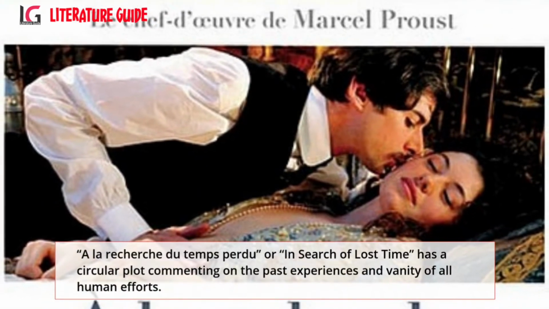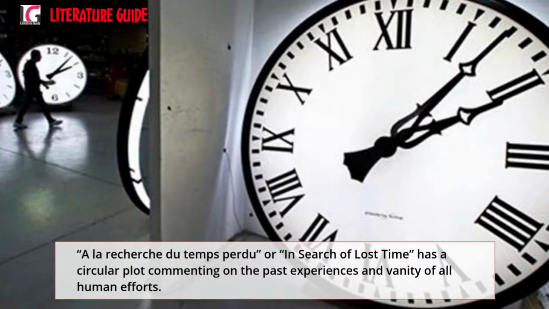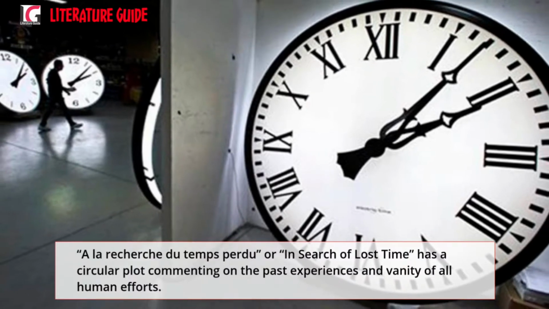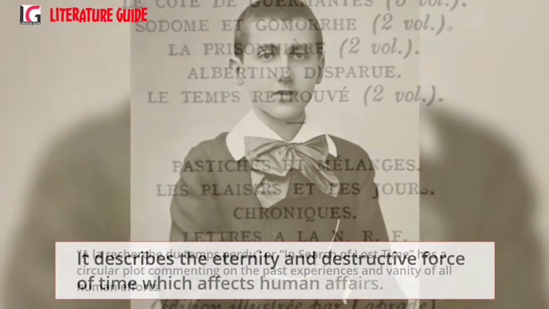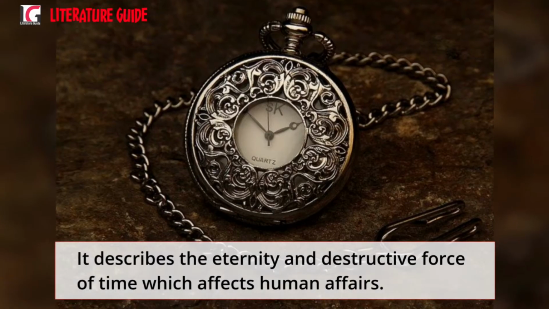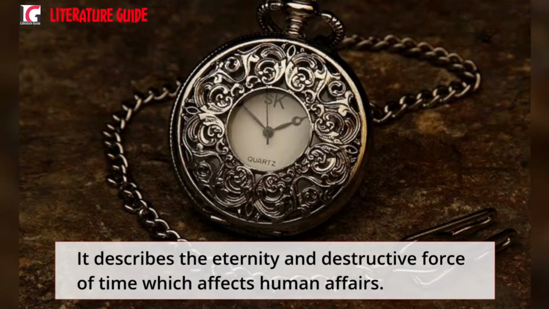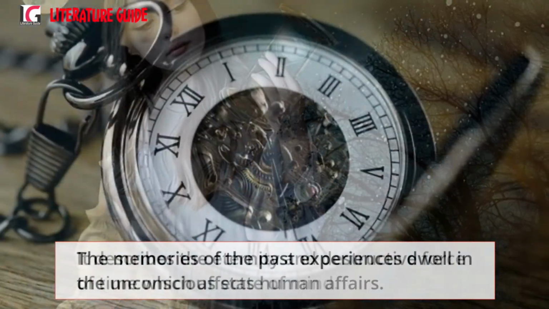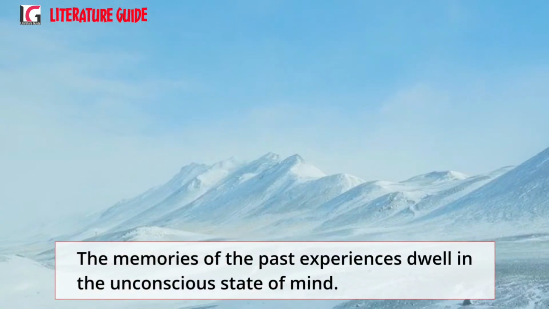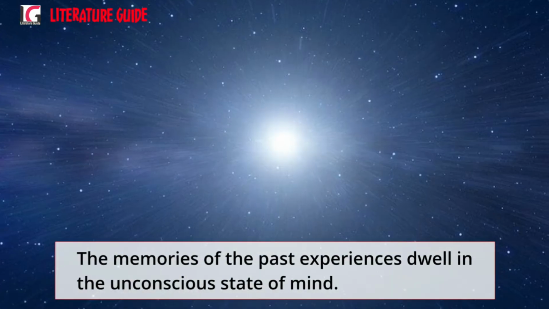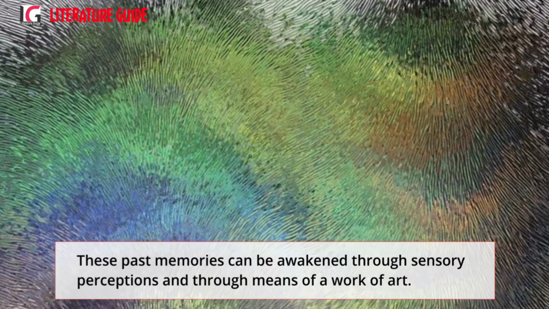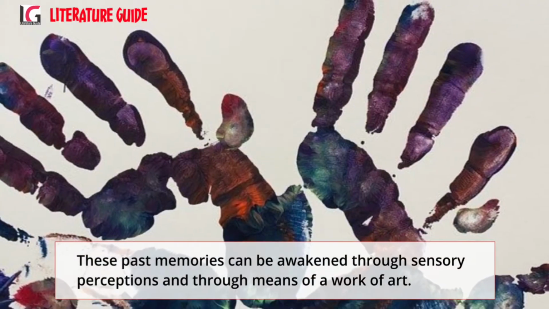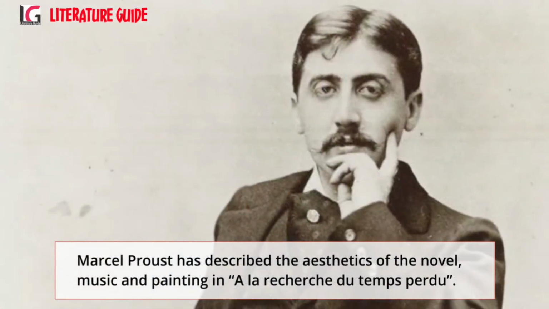À la recherche du temps perdu or In Search of Lost Time has a circular plot commenting on the past experiences and vanity of all human efforts. It describes the eternity and destructive force of time which affects human affairs. The memories of the past experiences dwell in the unconscious state of mind. These past memories can be awakened through sensory perceptions and through means of a work of art.